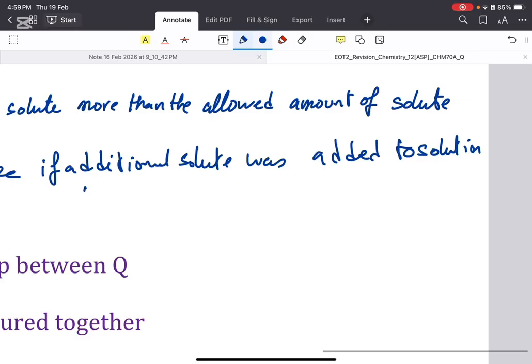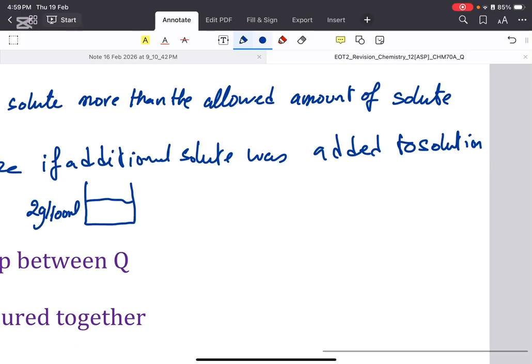I'll explain it. I have here a solution, and this solution can take up to 2 grams per 100 milliliter. So I added 2 grams already, and the 2 grams are dissolved. But I kept on adding solute, and I raised the temperature. So this added solute dissolved. So now this solution probably has 4 grams per 100 milliliter of solute that was forced to dissolve.